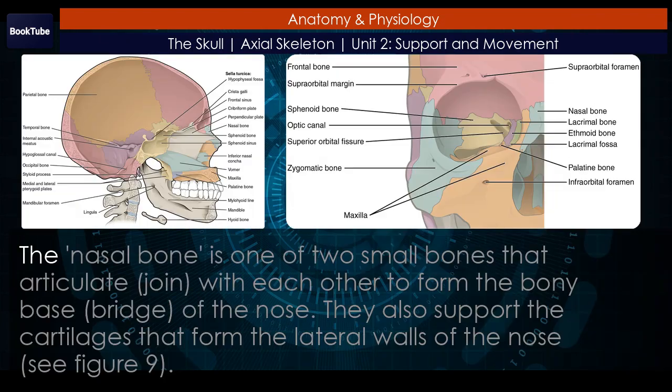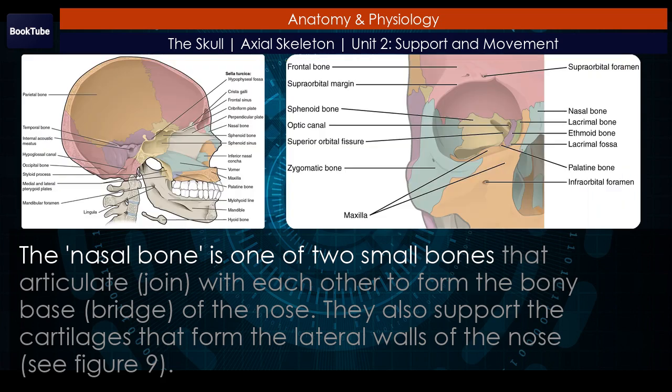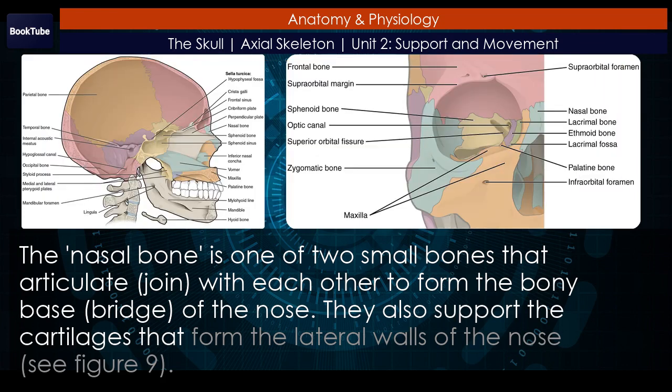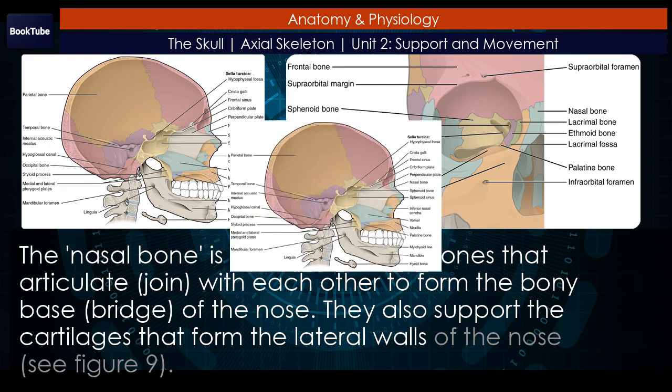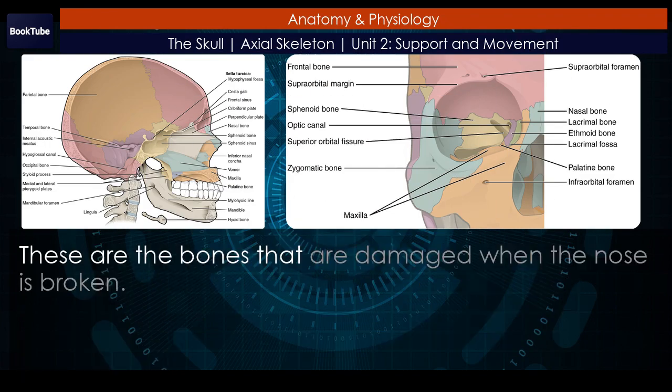Nasal bone. The nasal bone is one of two small bones that articulate, or join, with each other to form the bony base, or bridge, of the nose. They also support the cartilages that form the lateral walls of the nose. See Figure 9. These are the bones that are damaged when the nose is broken.